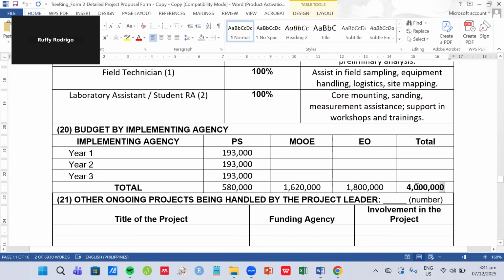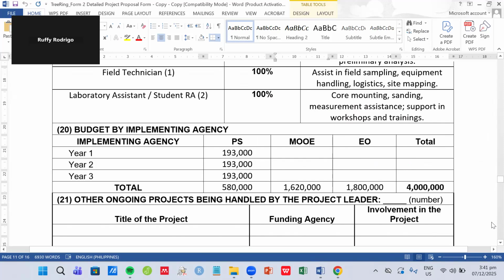So this is my required budget, 4 million, and this is the personal service. This is the MOOE and the EO, the capital outlay. So here is the amount. Right now it's still empty because I'm still trying to figure out how much is going to each. Just to make sure, I first finalized everything in the Excel file before putting it here, because this is myself.